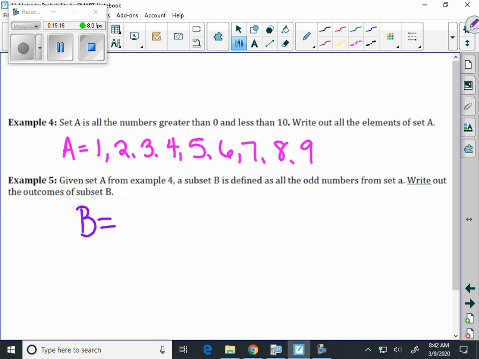So when we look up at number 4, is 1 an odd number? Yes. 2 is even. 3 is odd. 4 is even. 5 is odd. 6 is even. 7 is odd. 8 is even. 9. So our subset. Once we've determined the set, then we're taking elements from that set to make up our subset, which is going to be 1, 3, 5, 7, and 9.